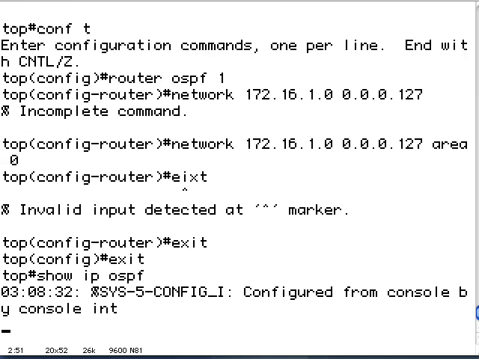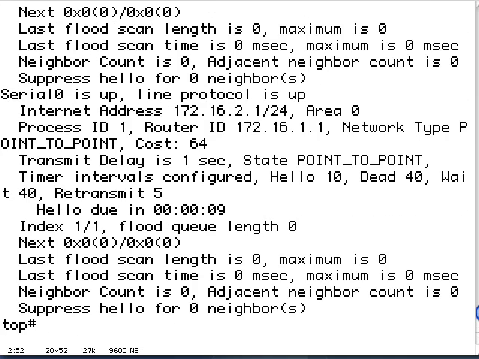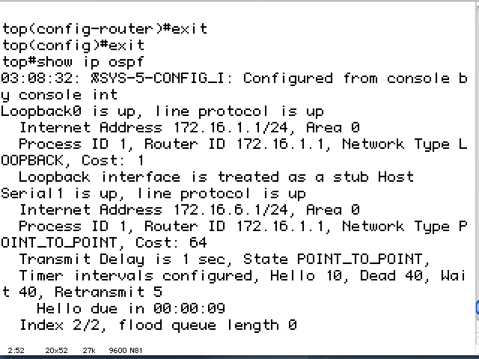Show ip ospf interface. And on my OSPF interface, I have a Loopback 0 interface, and it's up, line protocol is up. It's 172.16.1.1/24. It's area 0. It's a different network type. It's network type Loopback, and it has a cost of 1. Why does it have a cost of 1? Well, a Loopback interface is treated as a stub host, which is interesting. Even though the subnet is a /24, we'll see later in the routing advertisement, OSPF treats it as a /32.